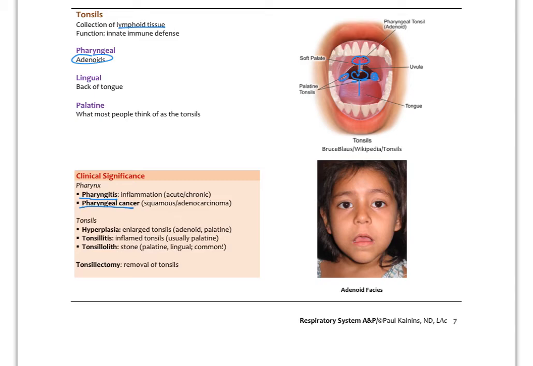So those are the two typical pharyngeal cancers, and that's going to be more common in people that are smokers, have chronic alcoholism, or chronic chewing tobacco. Things like that can predispose one to pharyngeal cancer.